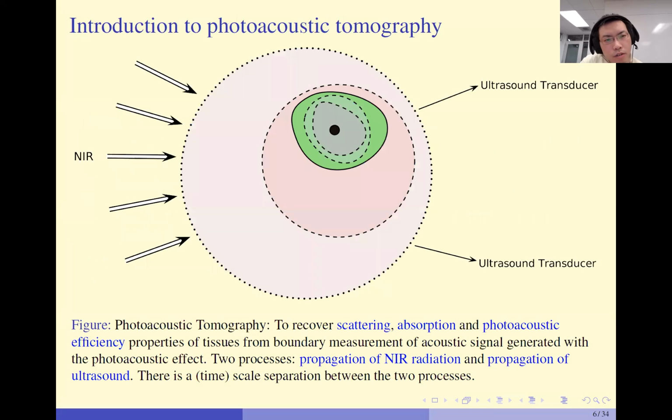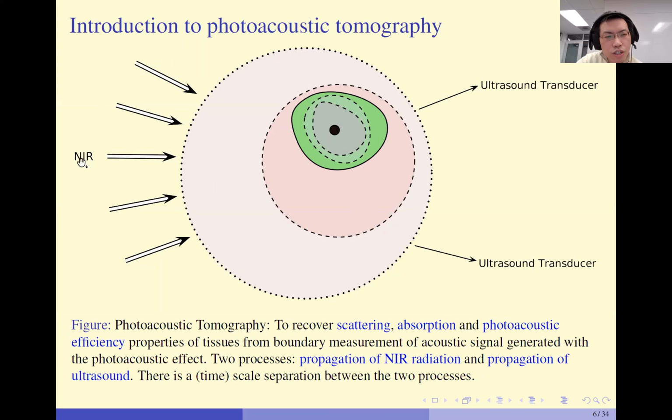So what is the PhotoAcoustic tomography? Here I have included an illustration about the underlying physics of the PhotoAcoustic tomography. Suppose you have this tissue placed in this domain, and the tissue is this pink region with some kind of underlying structure, the green part, the gray part, and this black dot, maybe some kind of structures you are interested in. And the experiment is performed like the following.